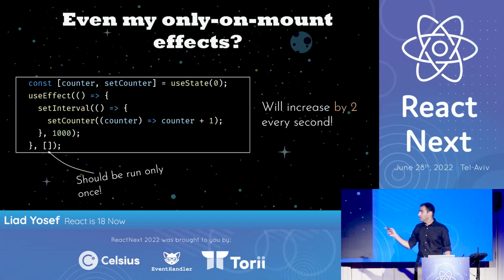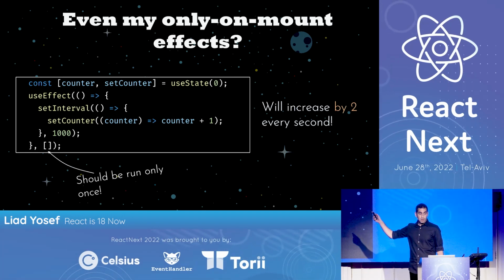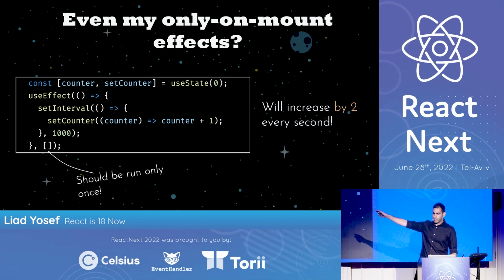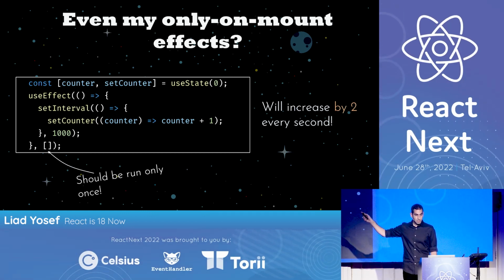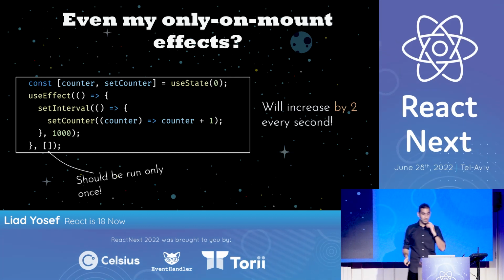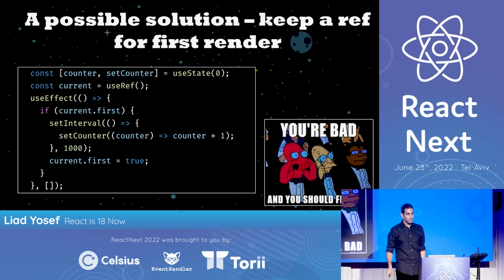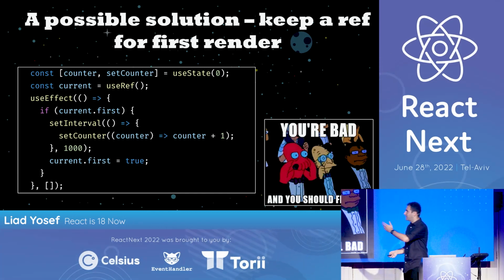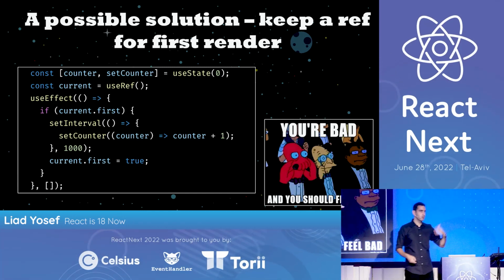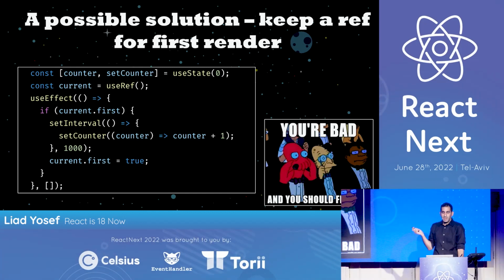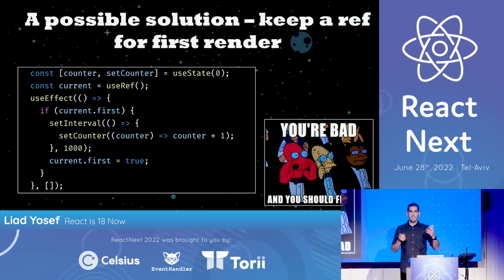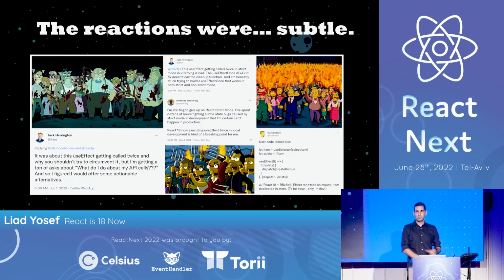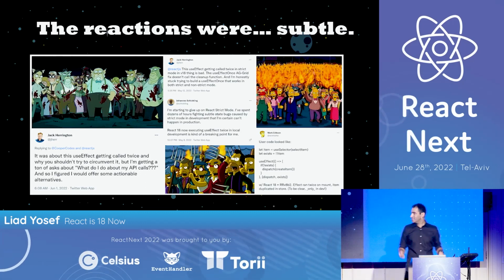But it will run even on our first mount effect. So even if you use an empty dependency array, for example, this setInterval will run twice, so it will increase by 2 every second. A possible solution for that is to keep a ref for first render and just check if that's my first render, and if so, I can run it, if not, not. But it's not really a good solution, because if you have a very heavy useEffect, you don't really want to run it twice.